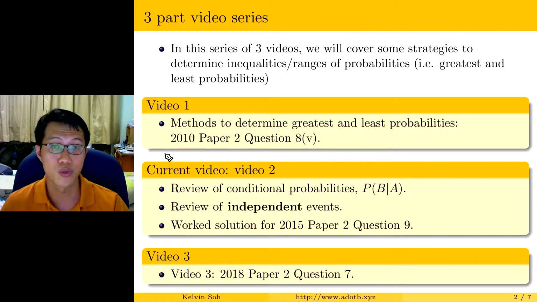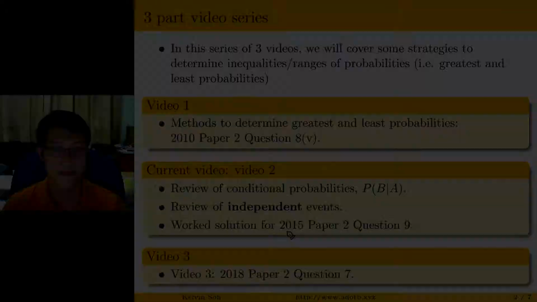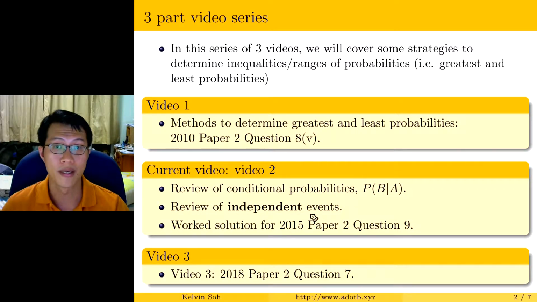We are currently in video 2, where we will mainly be looking at the 2015 Paper 2 Question 9. To solve this question, we will be using a Venn diagram, trying to fill it up, and using algebra if necessary. This method was covered in the first video, where we introduced this approach and used it to look at an example as well as the 2010 Paper 2 Question 8 Part 5. The 2010 question is very similar to the 2015 question. So if you are struggling with the 2015 question and have not looked at video 1, I do recommend you take a look at it and see if the method described can help you solve the question.